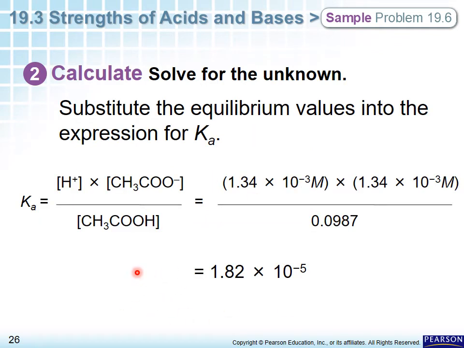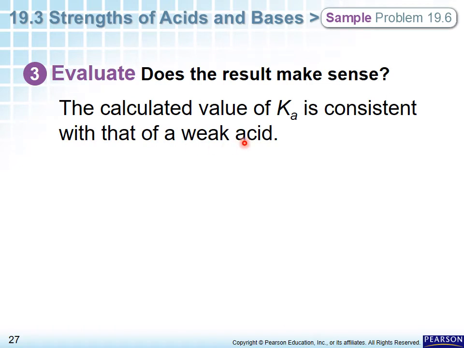Now using the Ka expression, you know this one. Ka is equal to the H+ ion concentration times the CH3COO- ion concentration over CH3COOH. This is the expression of the acid dissociation constant. Now put the values. After putting the values, we will get this answer, and this is the acid dissociation constant. The calculated value of Ka is consistent with that of a weak acid.